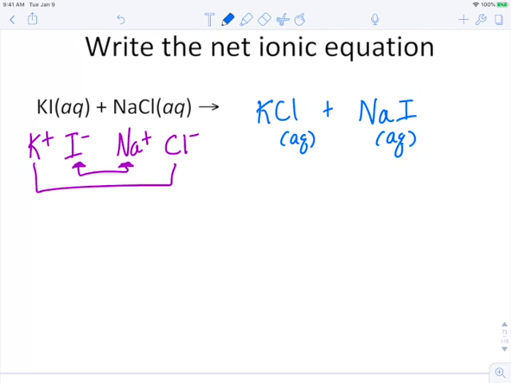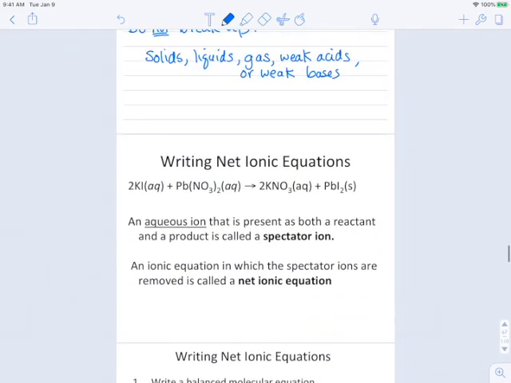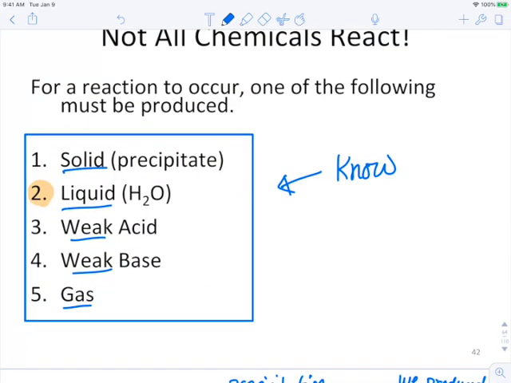All right. So next up, we're going to take a look at our conditions for a reaction occurring. And our conditions were we need a solid, a liquid, a gas, or a weak acid, weak base. Did we meet those conditions? Did we get one of those 5 things? Correct. Excellent. So you are correct. So in this case, we have no reaction.